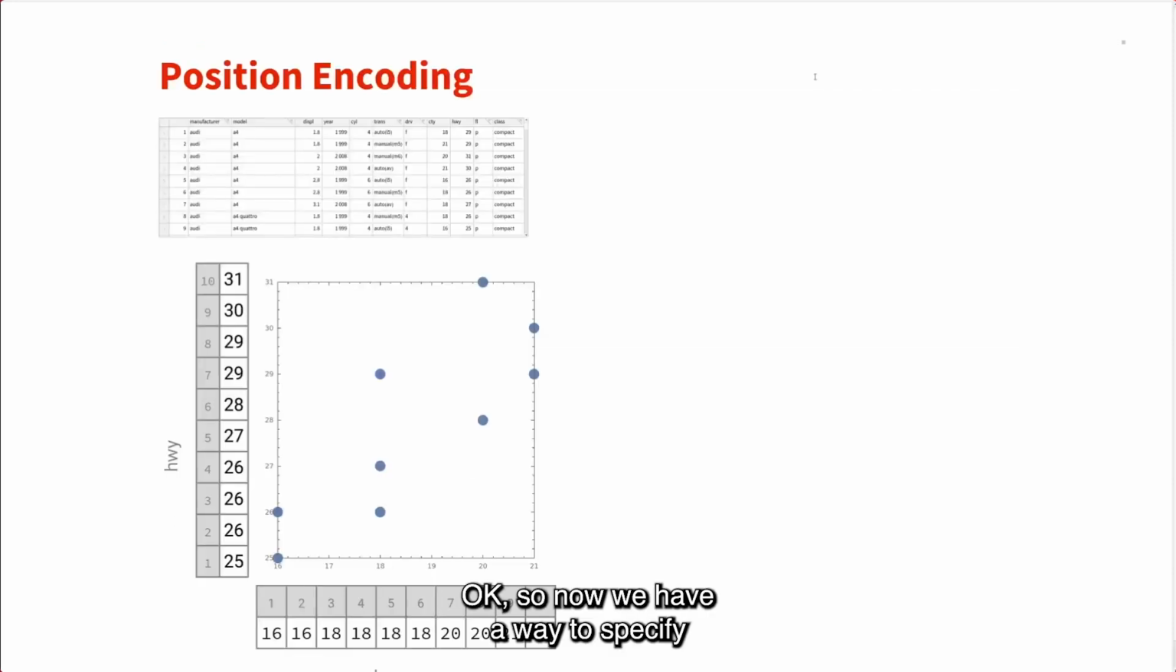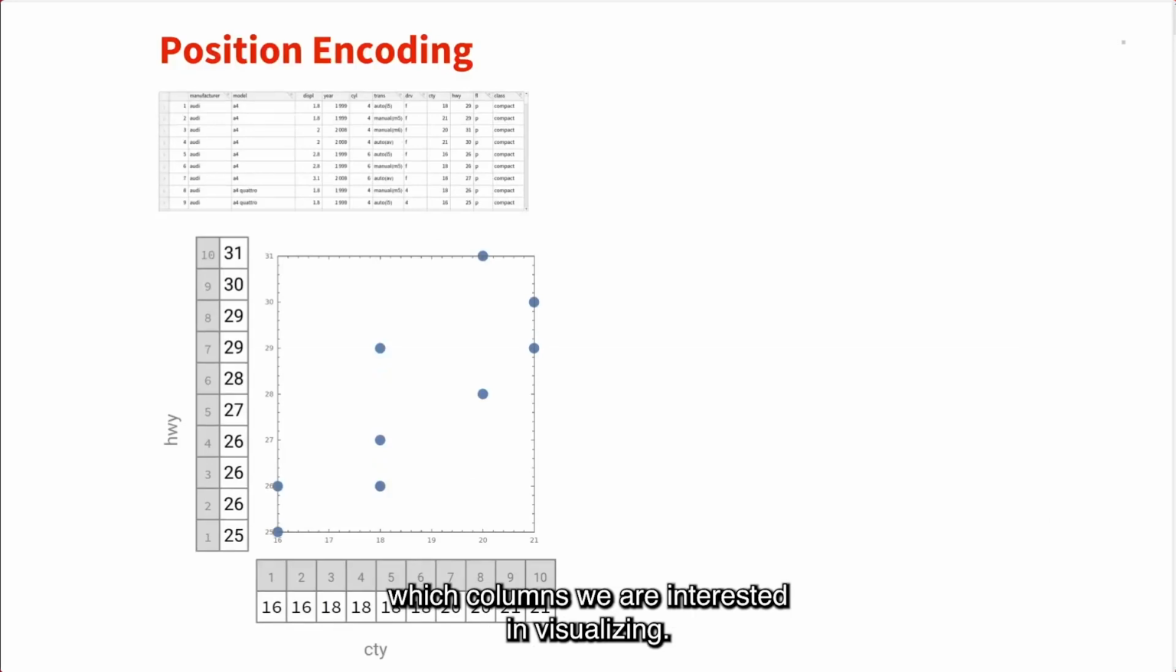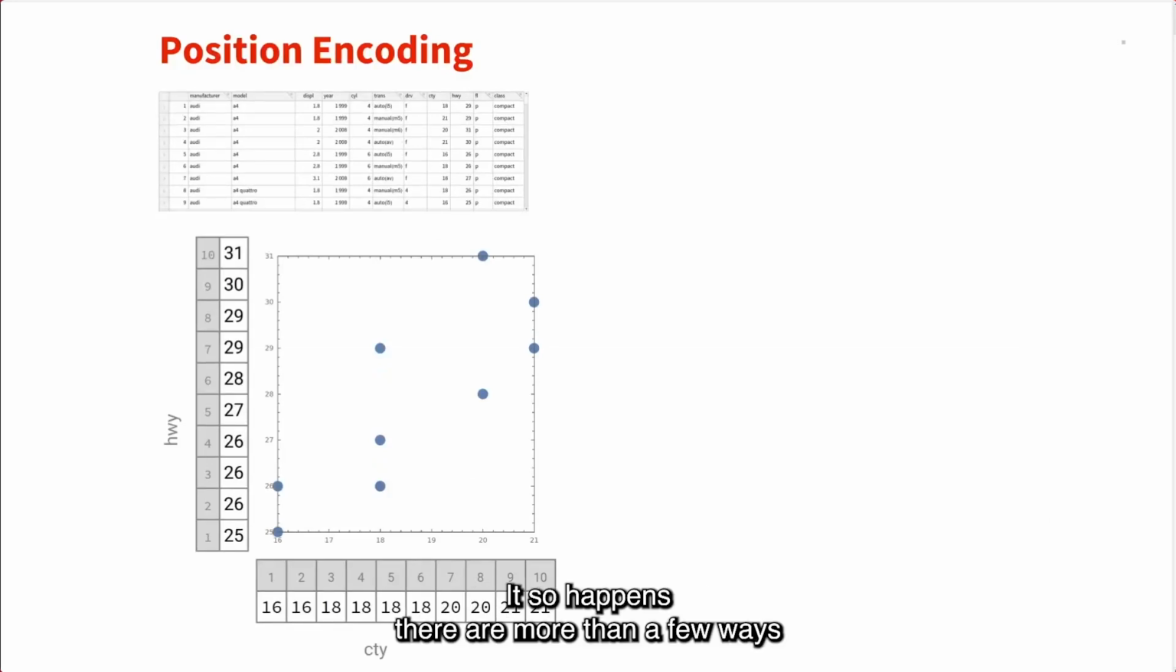Okay, so now we have a way to specify which columns we are interested in visualizing. It so happens there is more than a few ways to map the values to visual elements. For this release, we have decided to focus on mapping the columns to positions in our coordinate system. Let's call this position encoding.